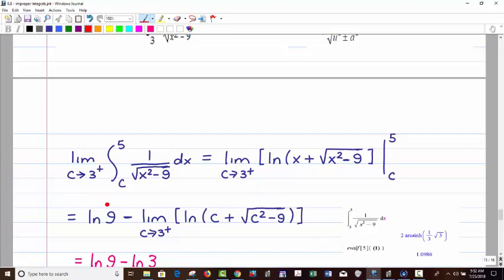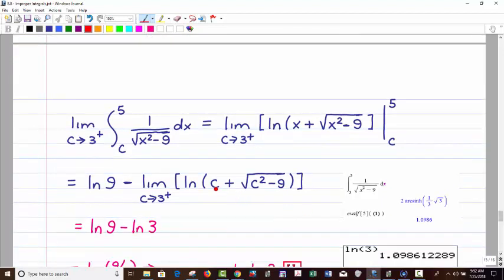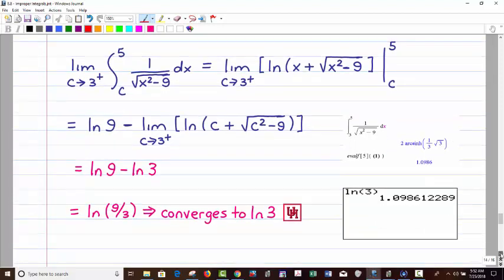So now it's all a matter of whether the limit is going to converge or not. You see I replaced that with c. I plug 3 in there. Okay, I like what I see so far. 3 squared minus 9 is 0, square root of 0 is 0, so you just have the 3 left here. So natural log of 9 minus natural log of 3, that's a good enough answer. But using properties of logs, that does equal natural log of 3.